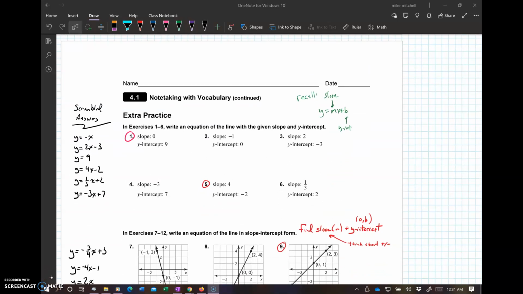Attempt problems before I give you the answer. That's the best way to learn. You have scrambled answers over here. Recall, you're going to be using this right here, slope-intercept. Y equals mx plus b. M is your slope, b is your y-intercept. Plug them in. So you're going to be thinking y equals mx plus b.